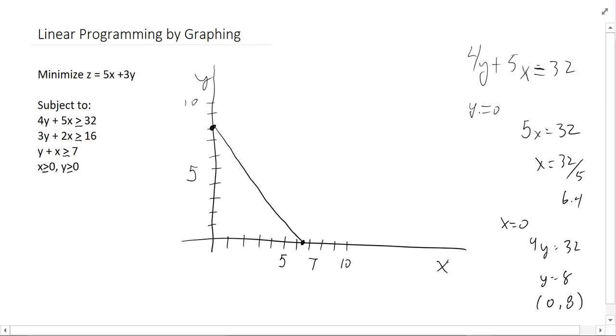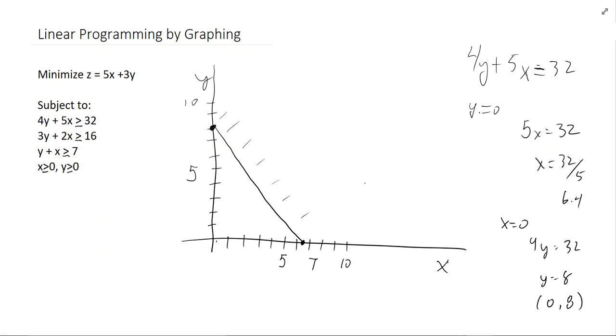It's nice to look at which side of that line is our solution region. If you try the test point (0, 0) in the original inequality, you'll have 0 plus 0 is greater than or equal to 32. That is a false statement, so I don't want the side with the origin on it. I want the opposite side. I'm going to put some little tiny marks to indicate that my solution region is the area above and to the right of that line.